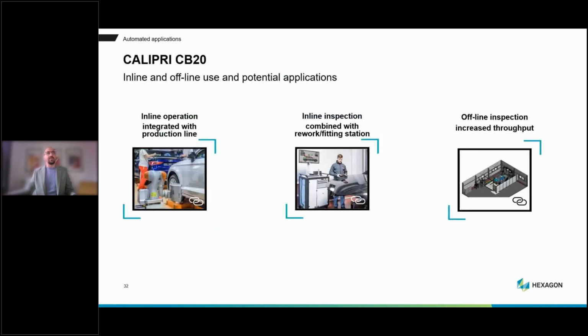So where is CALIPRI CB20 used? Basically, 90% of the time it's used in inline operations and integrated within the production. It can also be used combined with a rework fitting station, which I will tell a bit more about in the next slide. And it can also be used in an offline inspection to increase the throughput. So basically, you can create an offline cell for your audits and just park the car in there. vPost will capture the position of the car, and we will do the complete audit for you with our robotic inspection.